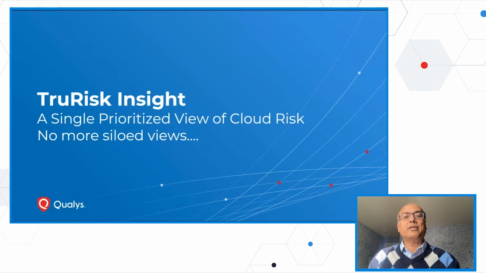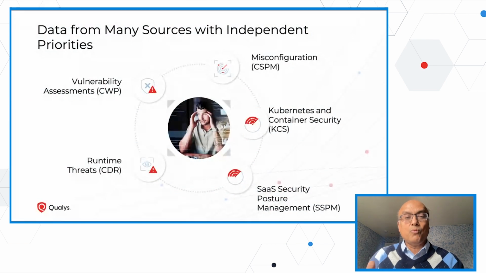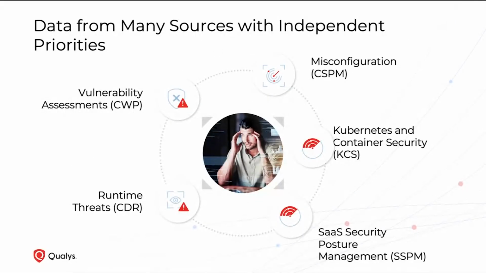Now, let me talk a little bit about TruRisk Insights. This is a critical part of our offering. And given that the cloud is a complex system, being able to prioritize risk and focus on what matters most is absolutely critical. TruRisk Insights really breaks down this siloed view by creating a single prioritized view of risk. So if you look at the different capabilities that are available, you have CWP, CDR, misconfigurations, Kubernetes, and SSPM. Each of them is looking at independent priorities on what's important. For example, you might have high priority vulnerabilities deep in the organization, and there may be a similar vulnerability that's exposed to the internet, but may have active threats on it.